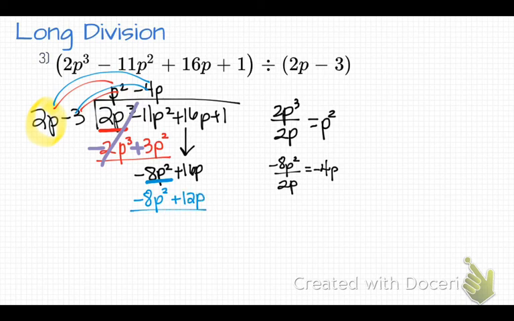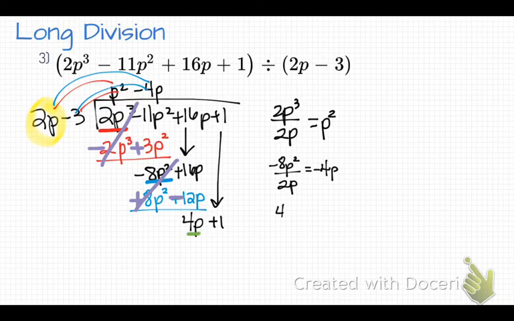Now, maybe this is why you said that. In the next step, what do I do? I subtract, which changes all of my signs. Negative 8p squared plus 8p squared is 0. What is 16p minus 12p? Good. And what do I do next? Bring down the 1. Okay, so now my leading term is 4p.